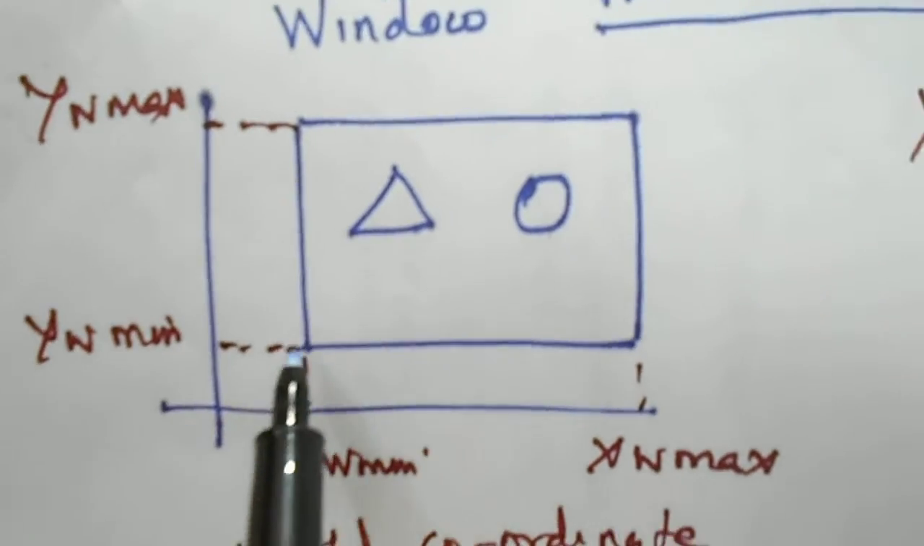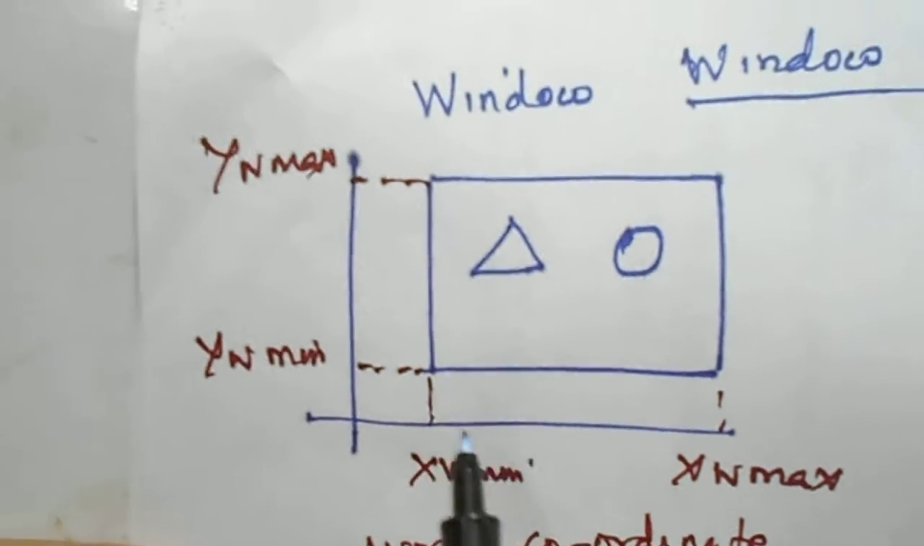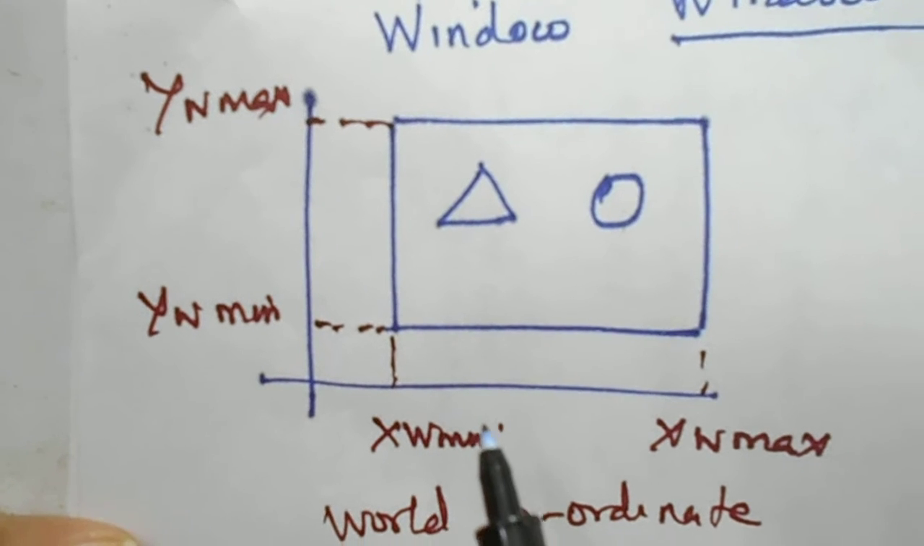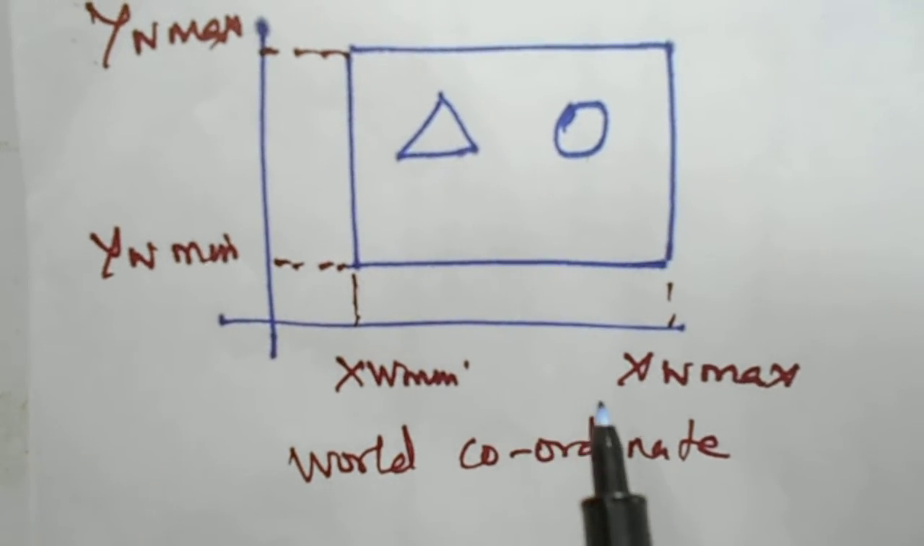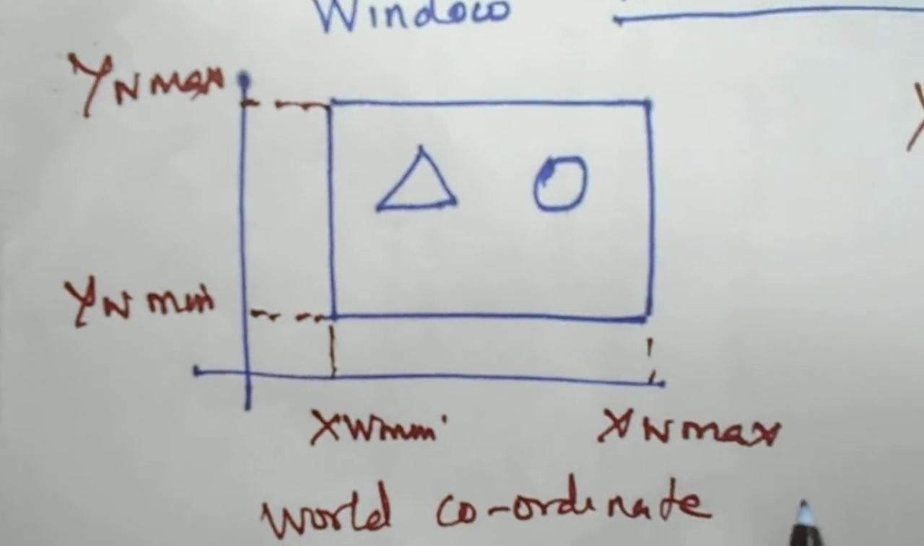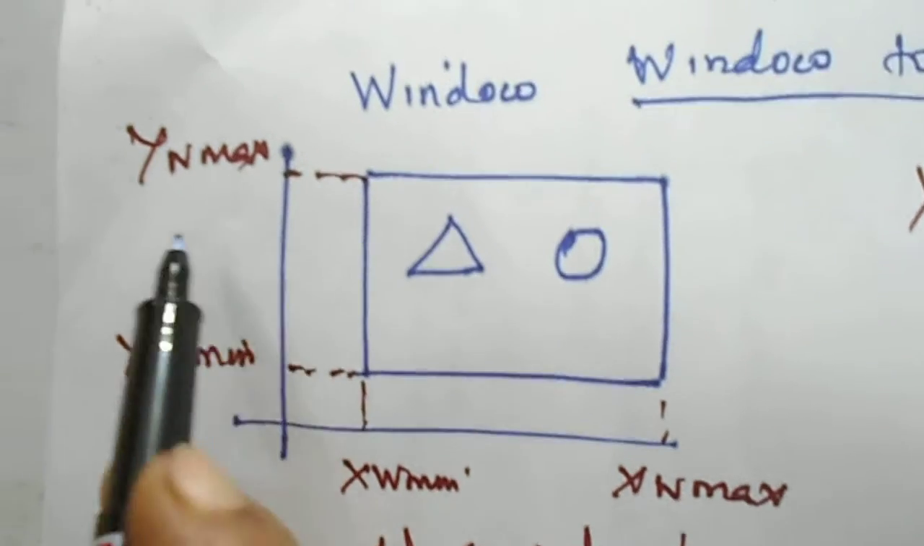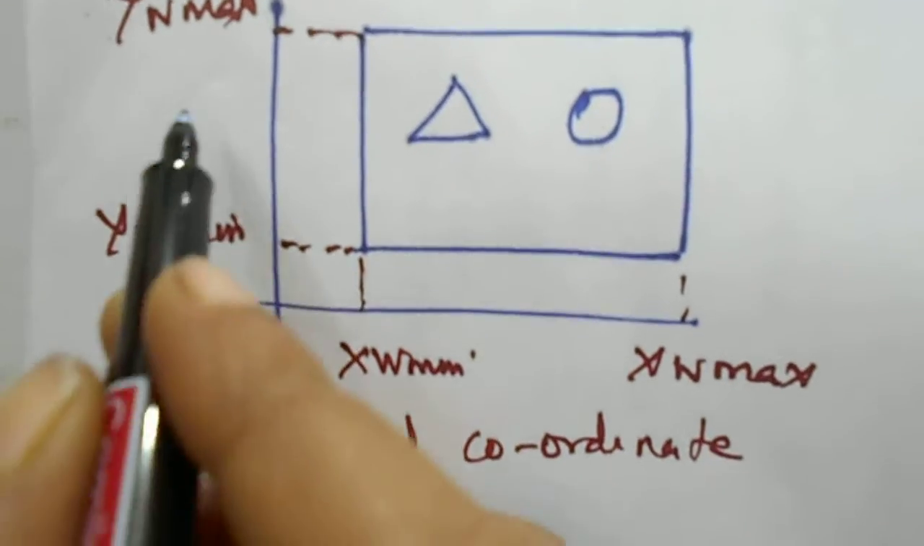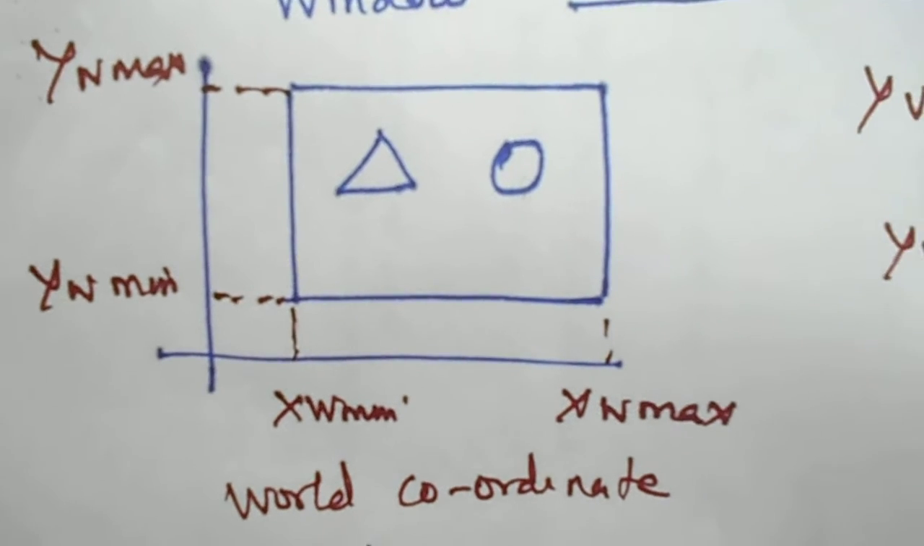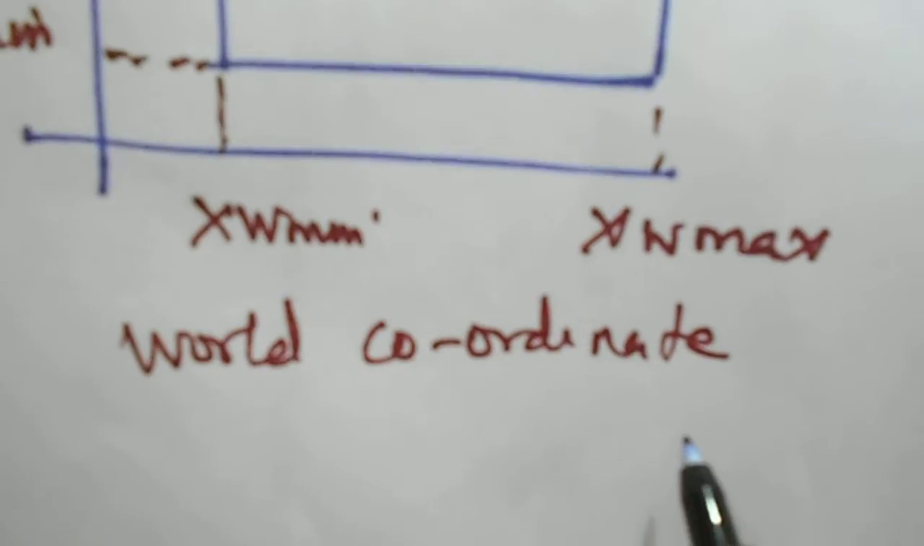So the window has a boundary. It is a rectangle in size. These boundaries are XW minimum, XW maximum, YW minimum, YW maximum. These boundaries are called world coordinates.